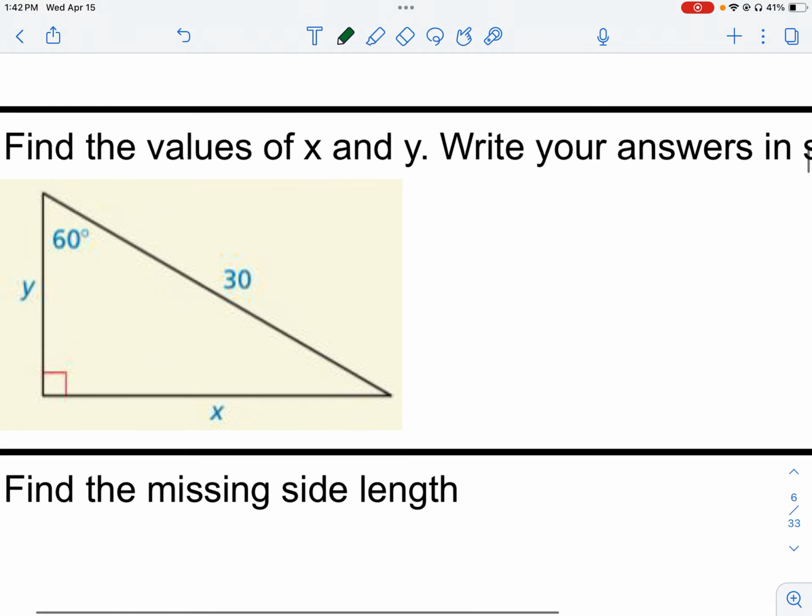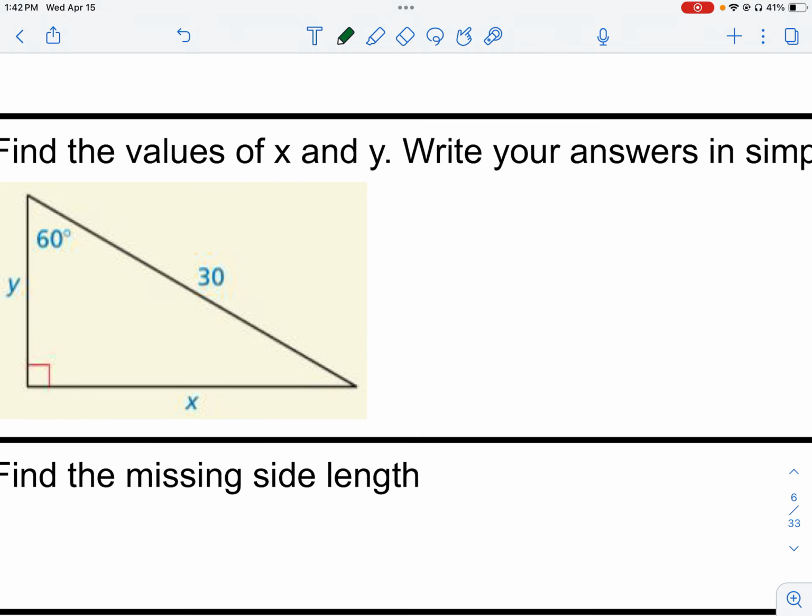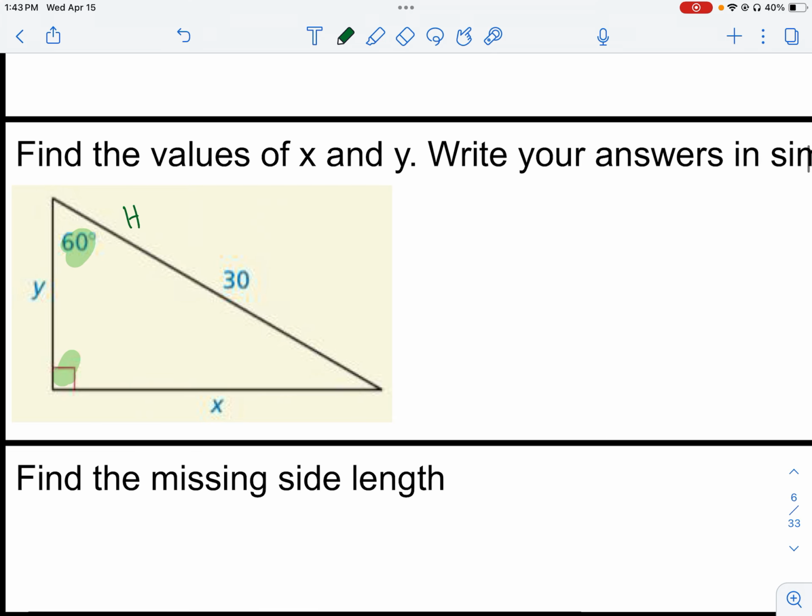Let's do another example. All right, so I've got a 30, 60, 90 triangle. They gave us the hypotenuse. We've got to find the short leg and the long leg. I need the short leg to find the long leg, so we're going to go that way. First, we're going to find y.